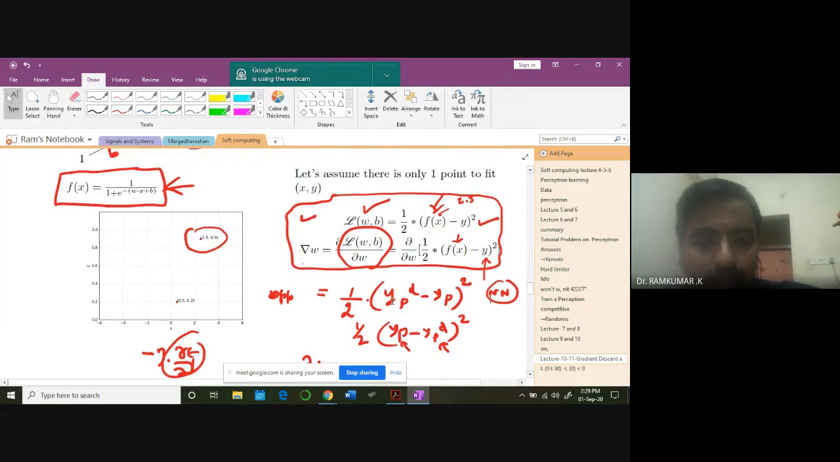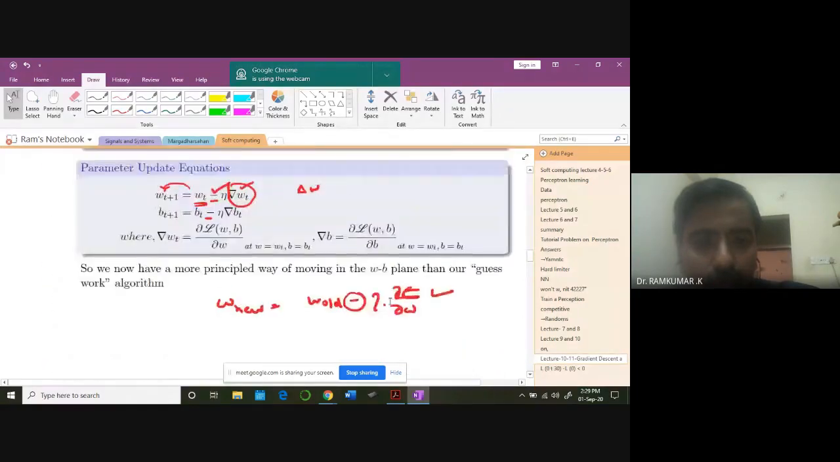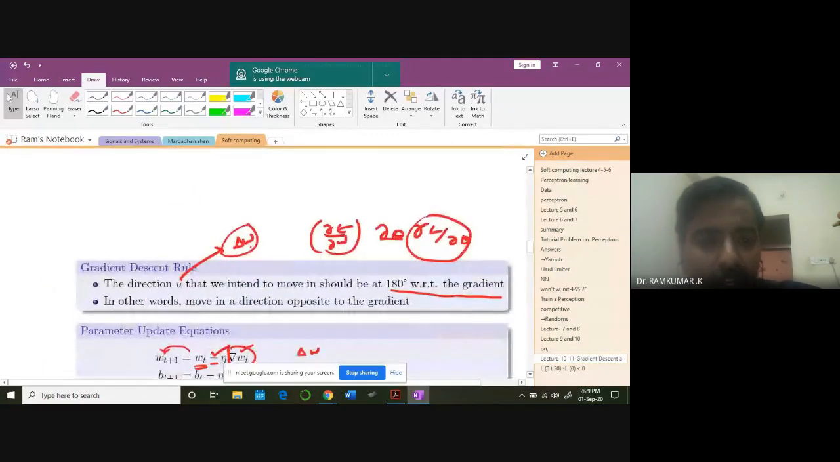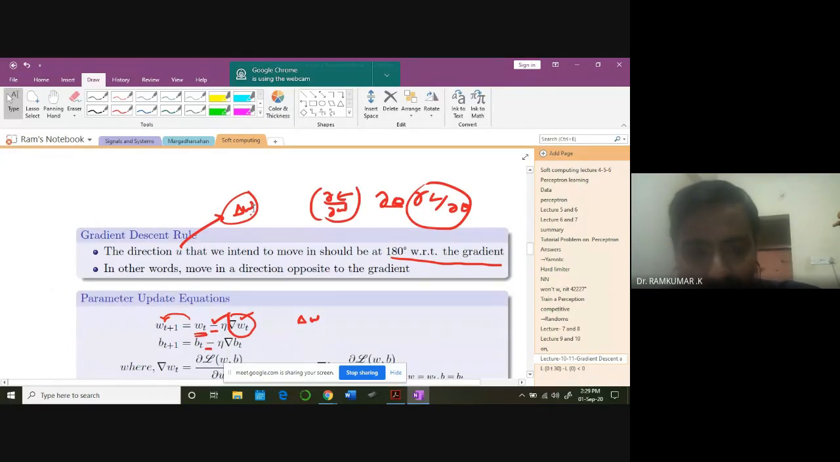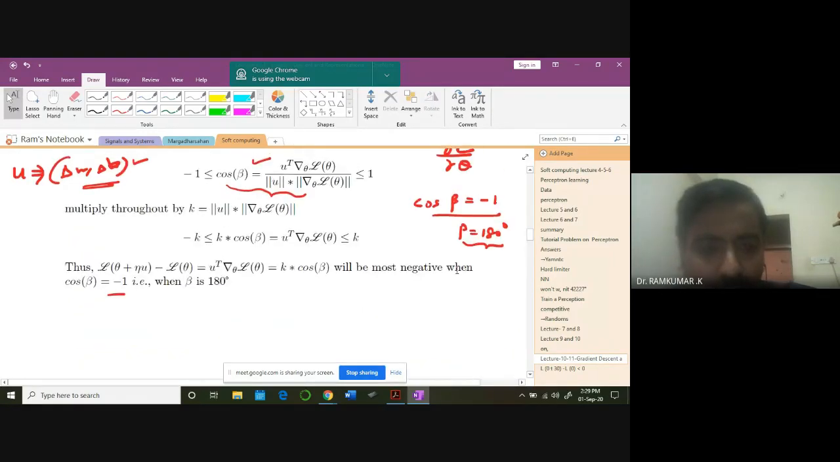So look at this case. The direction of u. See, we're going to have a new delta W. So when you're going to move, this one should be 180 degrees with respect to the gradient. It means, look at this. Yeah, here you come, look at this too.